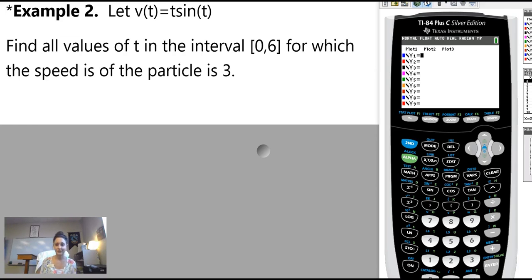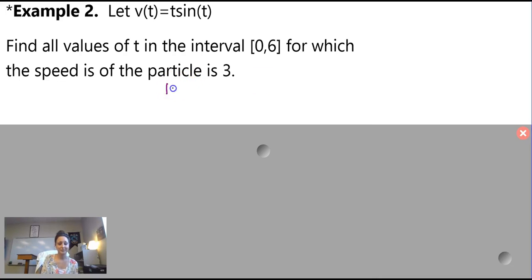Okay, so we're given v of t, velocity, and we want to find all values of t in the interval 0 to 6 where the speed of the particle is 3. So what is speed? It's the absolute value of which function? It is the absolute value of v of t. And by the way, that little asterisk up here means that it's calculator active. So I want to know for all values where the absolute value of v of t equals 3. If I drop the absolute values on the left side, that would be the same as saying that the velocity is either plus or minus 3. So we want to solve this.